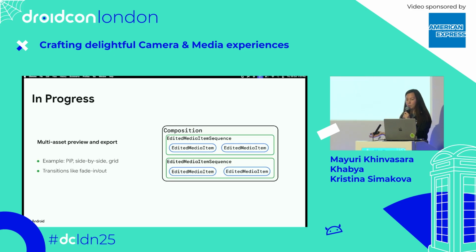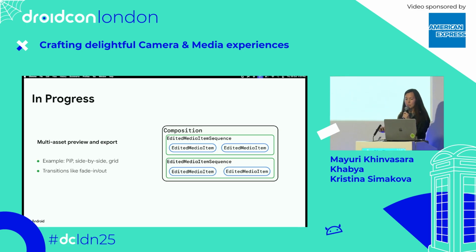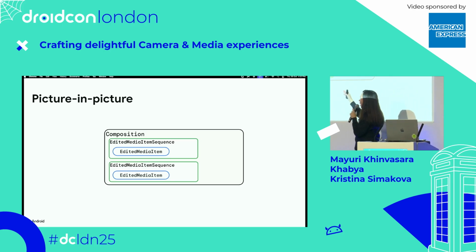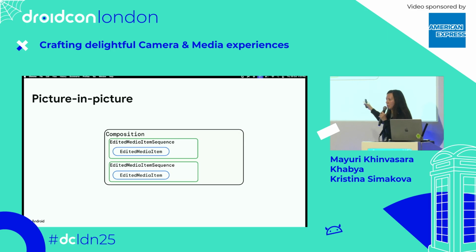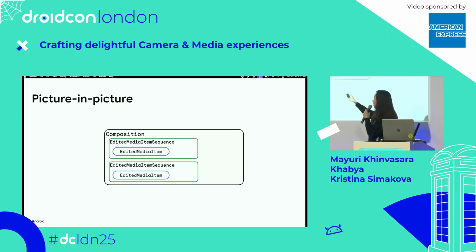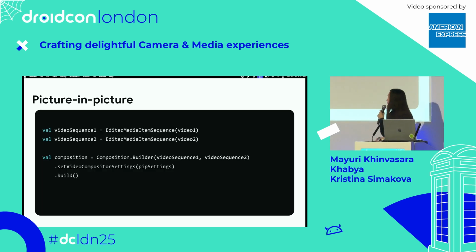So, what's in progress? In this talk, I want to show you how to create picture-in-picture. It's still in progress, but you can test it already. So, picture-in-picture, as I said. For this, we actually need two edited media item sequences, and they should go in parallel, with one edited media item in each.